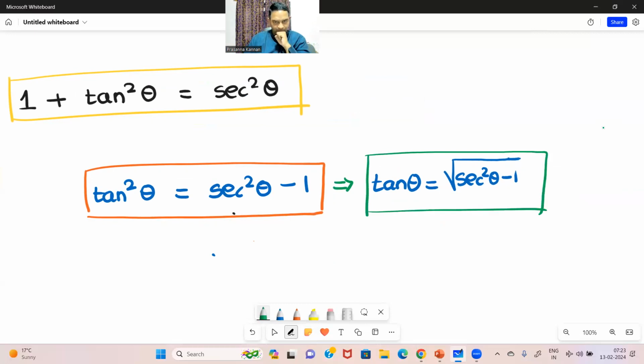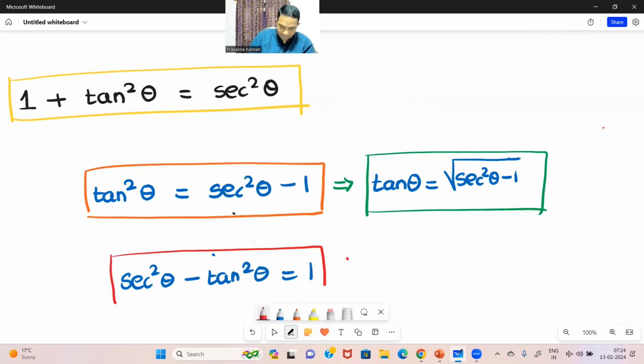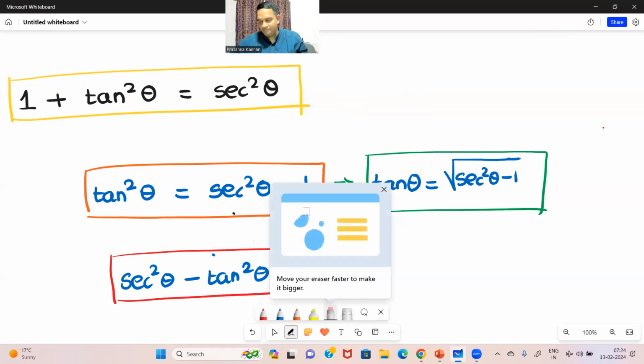Are you clear? Yes, uncle. Now what I will do is, I will keep 1 this side. I will take tan square theta that side. So what I will get? 1 is equal to sec square theta minus tan square theta. Or I can write sec square theta minus tan square theta is equal to 1. Very good. So in some problems, we will use this. Is it clear to you? Yes, uncle.